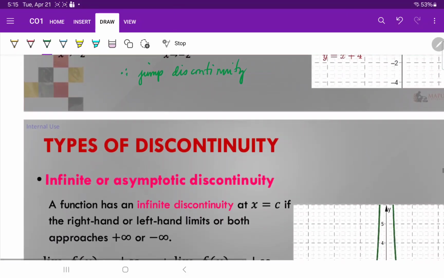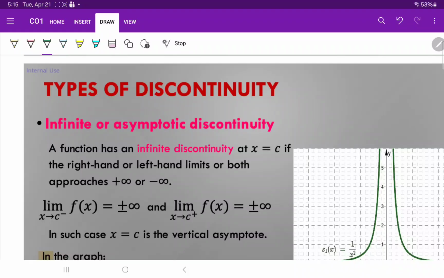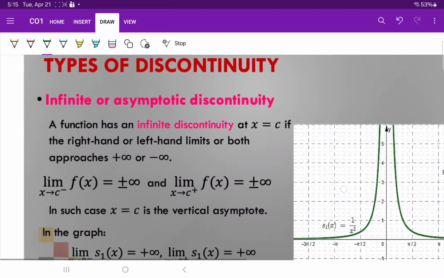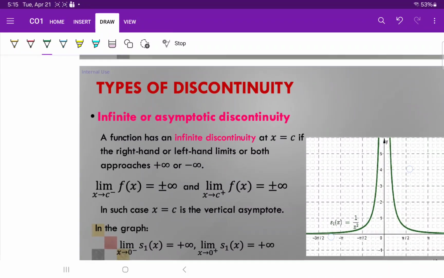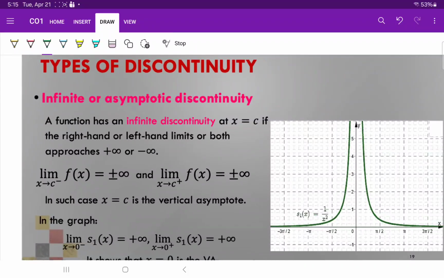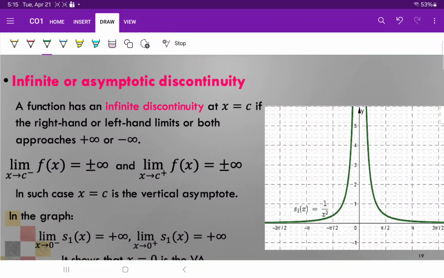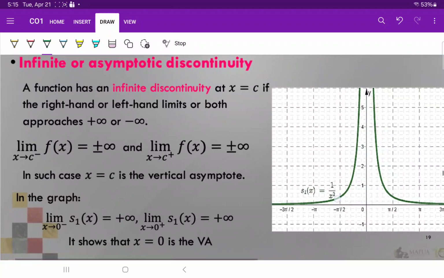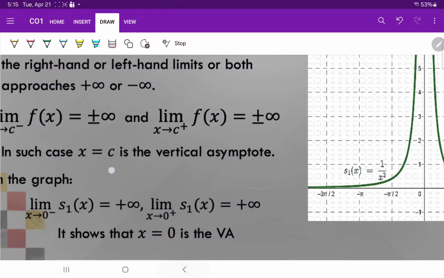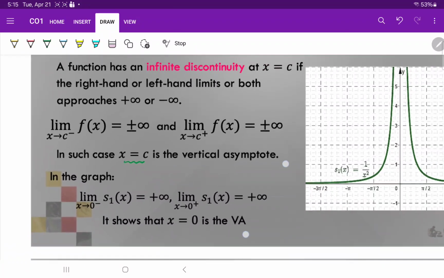Okay. Now, the next one is when we have infinite or asymptotic discontinuity. As the name implies, if the limit is infinite, then we call it infinite discontinuity. And this is an example. If the limit coming from the right is plus or minus infinity, or the limit coming from the left is plus or minus infinity, then we call it infinite discontinuity. And we say here that x equals c is a vertical asymptote.